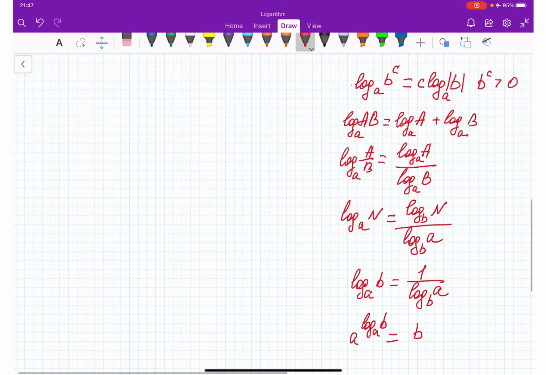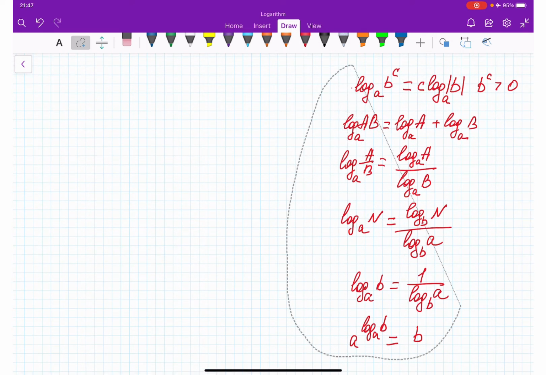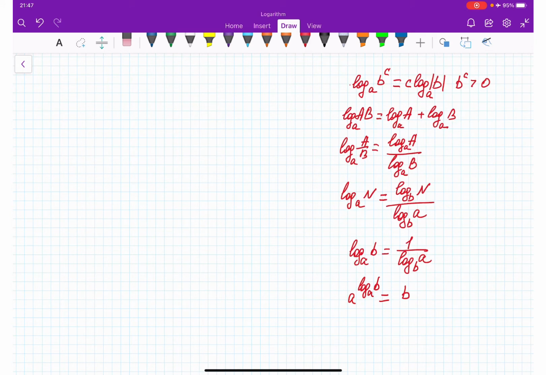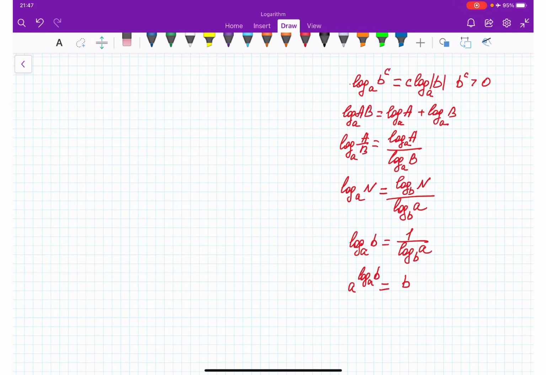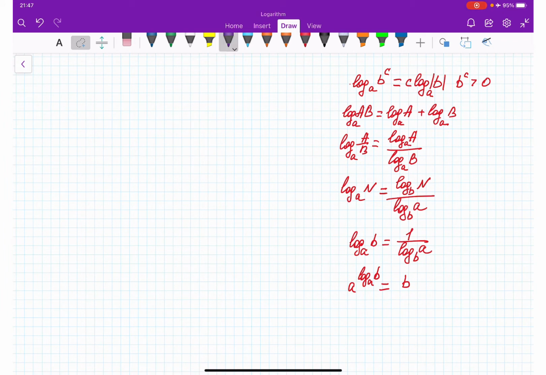Okay, so we have here all these main properties. And let's start working. So, problem number 1. We have logarithm of b by base a plus logarithm of a by base b.